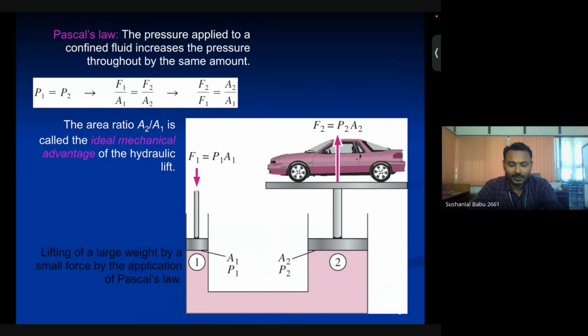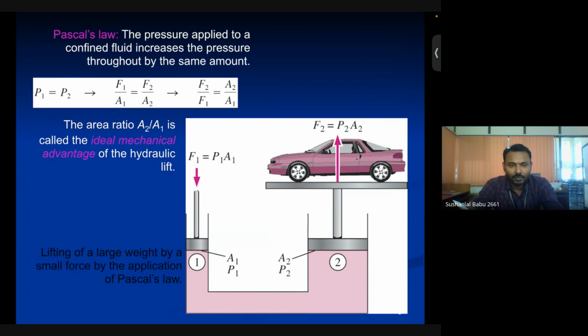Here we are going to discuss some of the applications of Pascal's law and hydrostatic law. One example of Pascal's law is where we can lift a car with a small force which we push with our thumb. It will push the car's total weight upward.